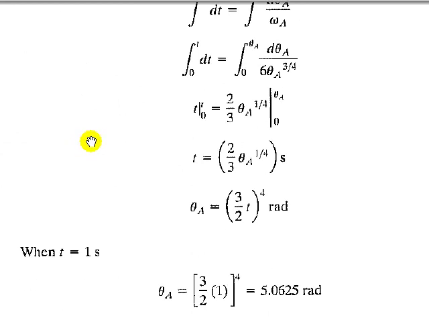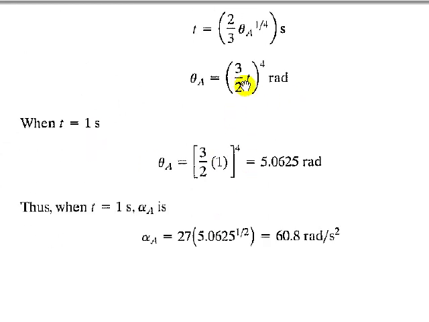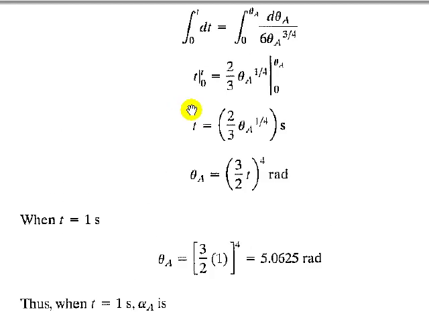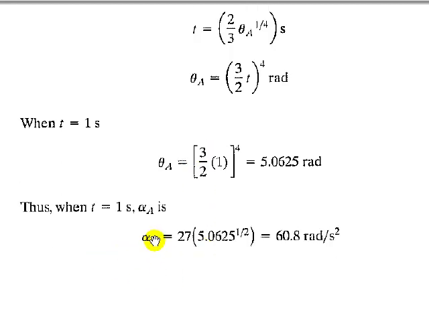And so, plugging in the 1 second to the theta, well, we have t as a function of theta after the integration, or we can invert that to get theta as a function of t. Plugging in t equals 1 second gives a theta of 5.06 radians. Now that we know theta, we can go back to our original angular acceleration equation, where angular acceleration was 27 theta to the 1/2 power, or the angular acceleration is 60.8 radians per second squared. And that takes care of that problem.